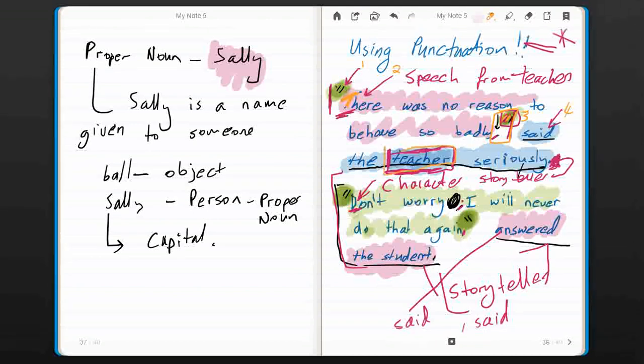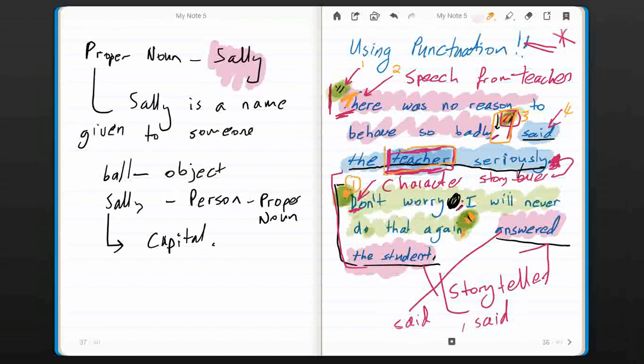Okay, and here we have another example. So once again, number 1 thing to remember is these little things, speech marks. And the speech marks are at the beginning and the end of the sentence. And once again, there's a comma down there. The comma comes just before the end speech mark. And it separates what the character says from what the storyteller says.